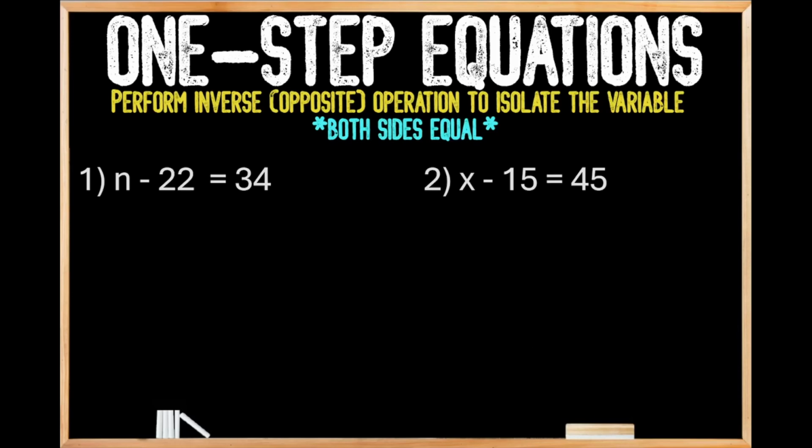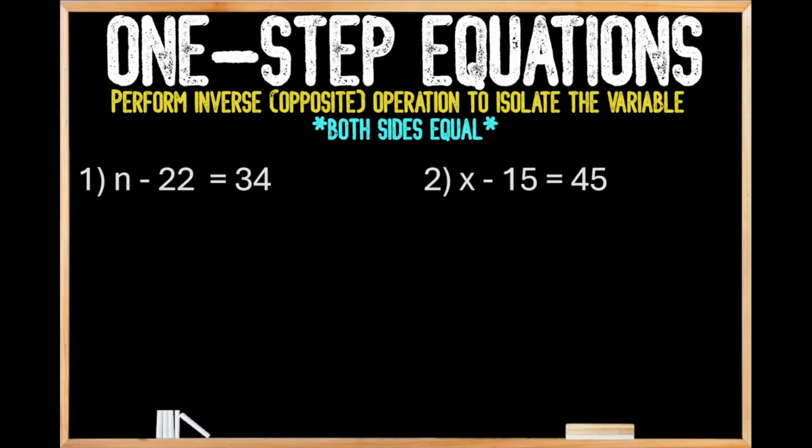For question number 1, we're being asked to solve for the value of n. And as we can see up top here highlighted in yellow, in order for us to isolate our variable of n in this problem, we're going to have to perform the inverse or the opposite operation of whatever has been done to n. Basically, we're going to be undoing whatever has been done to our variable so that we can isolate that variable. So here for question number 1, we're subtracting 22 from n.